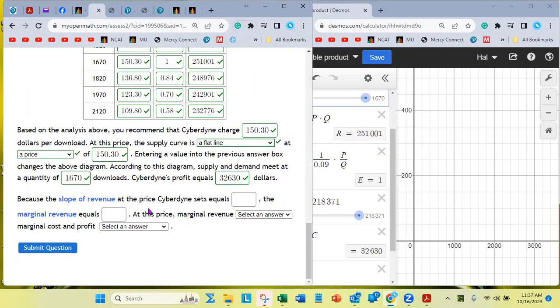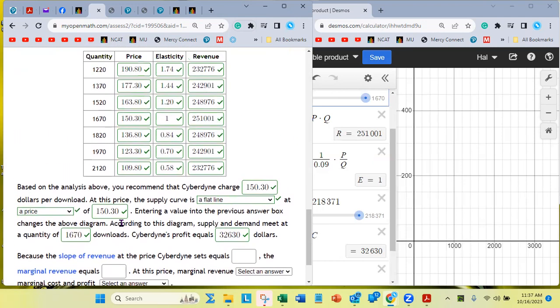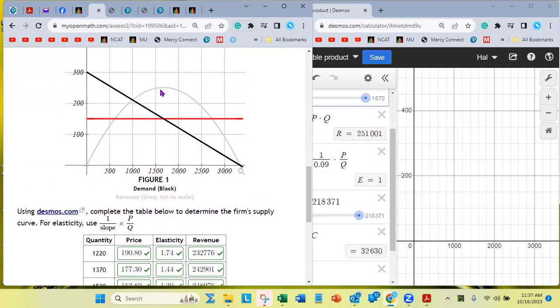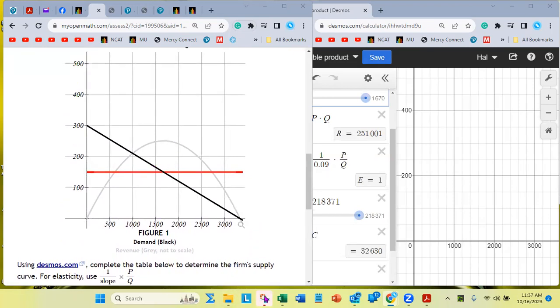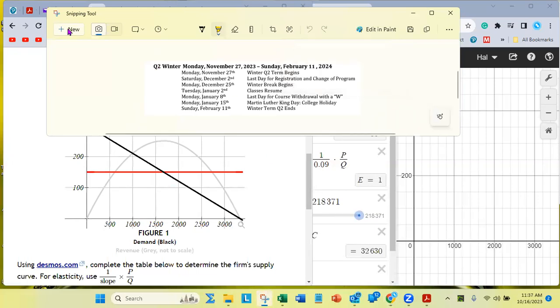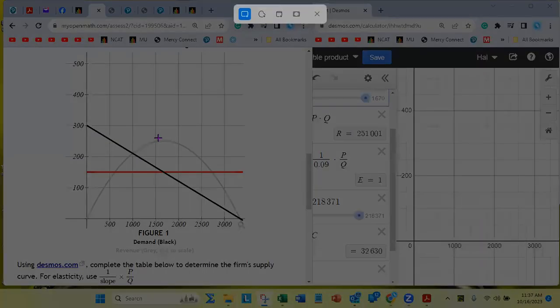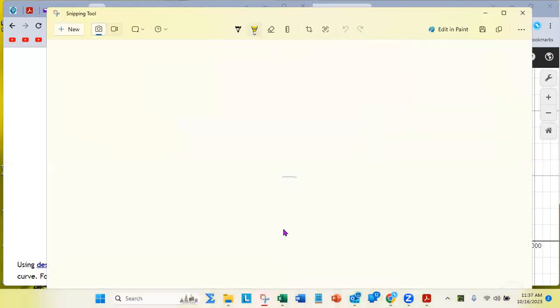Because the slope of revenue at the price CyberDyne sets equals, let's go back up here, the slope of revenue. We're not talking about revenue, right? Right here, we're talking about the slope of revenue. Now, if I zoom this in, I wonder if I can zoom it in. Let me take a picture of it. I don't know if you can see it there. So here, at the peak, the slope is 0, right?